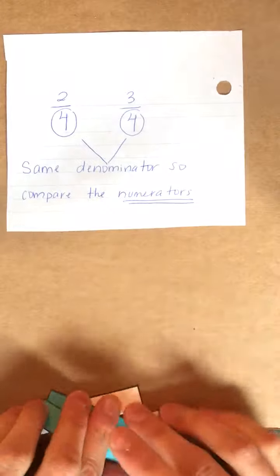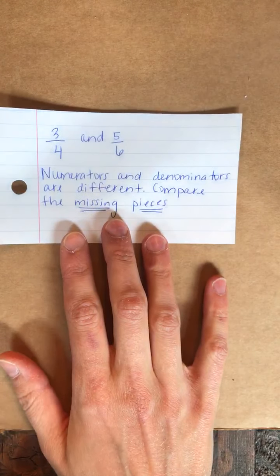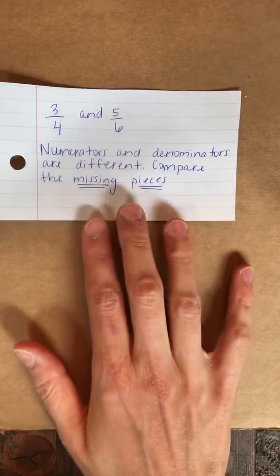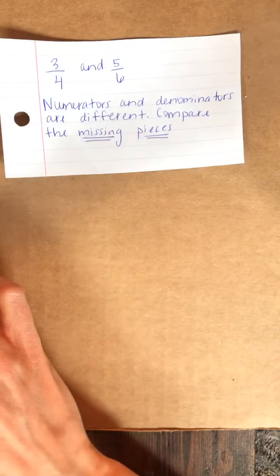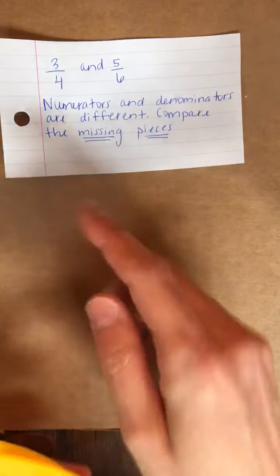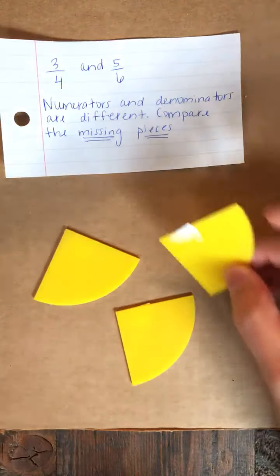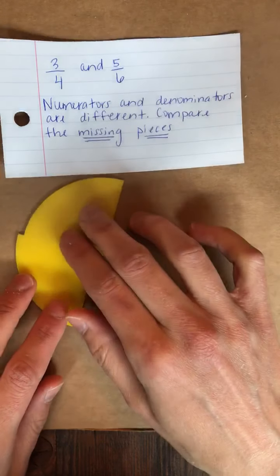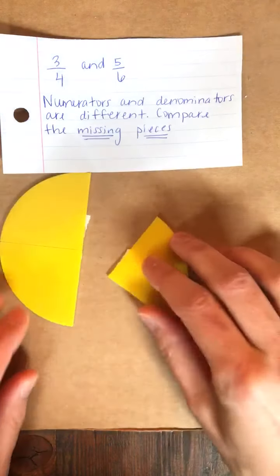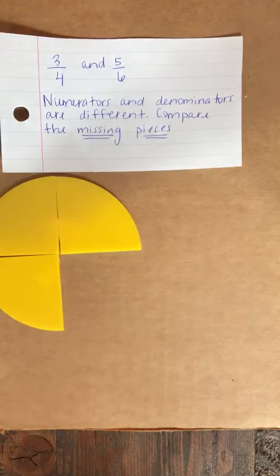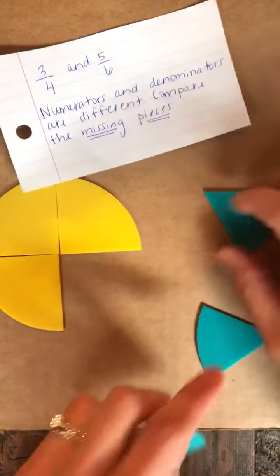Okay, and then the last strategy that we're quickly going to go over today is called missing pieces. And we use missing pieces when the numerators and the denominators are different. So 3/4 and 5/6. I'm going to use my fraction circles today to compare. So I'm going to get my 1/4 size pieces from my fraction circle bag. Scoot that over a bit, and then I'm going to get my 5/6.